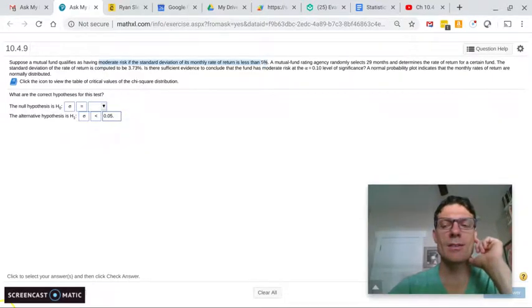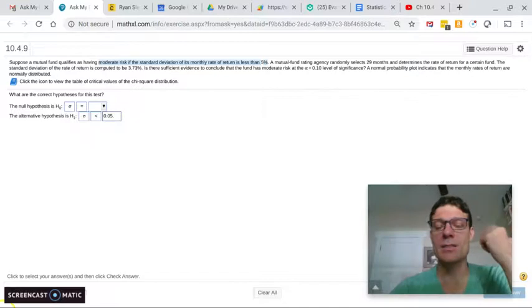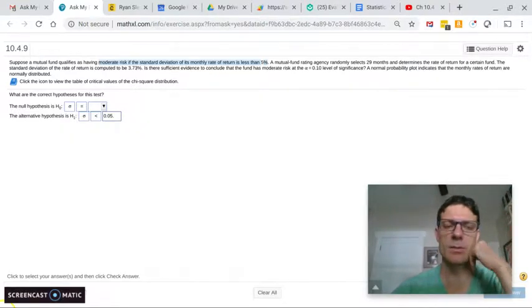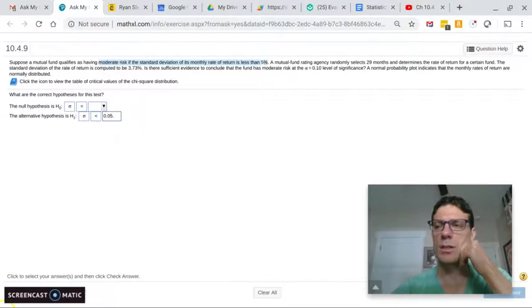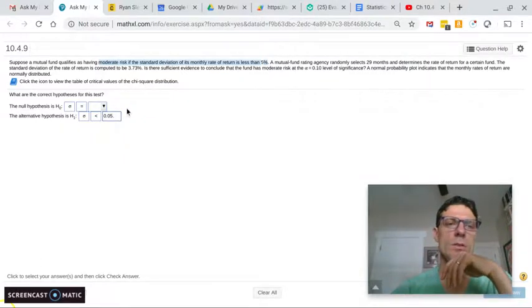So usually the null hypothesis is the easy one to see, but in this problem, actually the alternate hypothesis is the easy one to see. Here, the null hypothesis is that it's not, right? So we're either going to reject the null hypothesis or not. And so think about what would not be moderate.